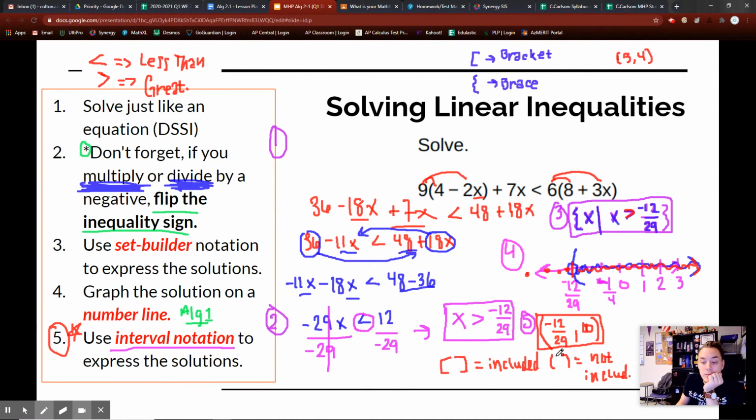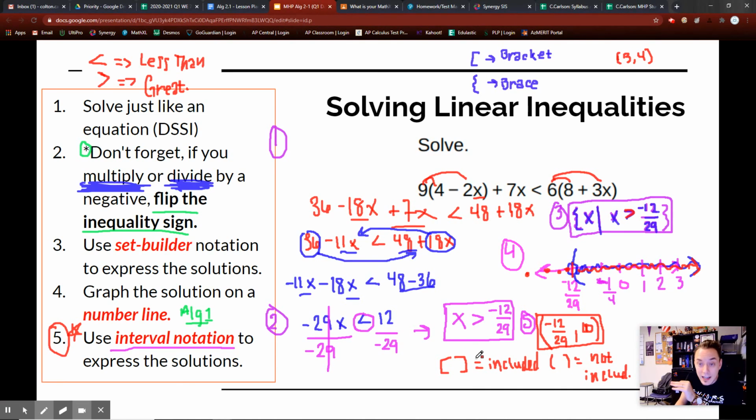All right, so that's what it means. If I'm going to use parentheses, which I did, that means not included. It's not equal to. It actually doesn't hit that number on the x-axis. And that's true. And even infinity, it never really equals infinity. That's a technicality. You can never equal infinity. Okay, so it's a parentheses.